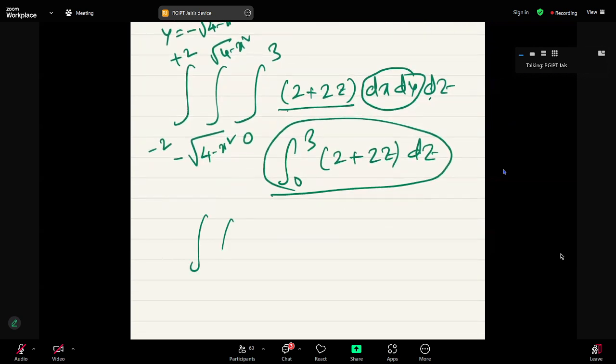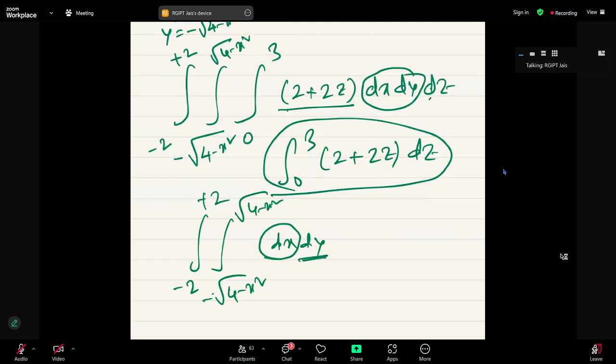And then you will be left with only this part, the integral from minus 2 to 2, minus root over 4 minus x square to root over 4 minus x square, dx dy. So now you consider dx is constant. You do integration only for dy over this limit. And once you get that value, you then finally do the integration for x. You will do this step by step. I think you guys should be able to do this integration now.